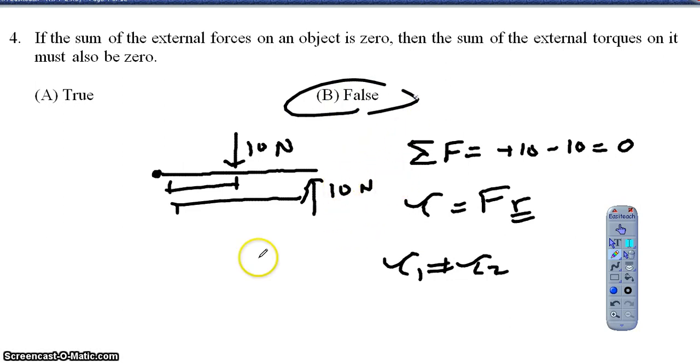Could it happen? Absolutely. Right, if we had a 10 Newton force over here and a 10 Newton force directly opposite of that with respect to our lever arm, then absolutely our torque could happen to be 0. But it doesn't have to be, and that's the big question here.